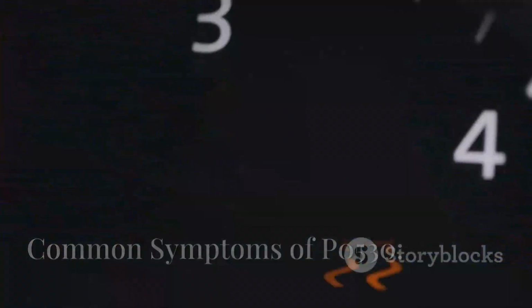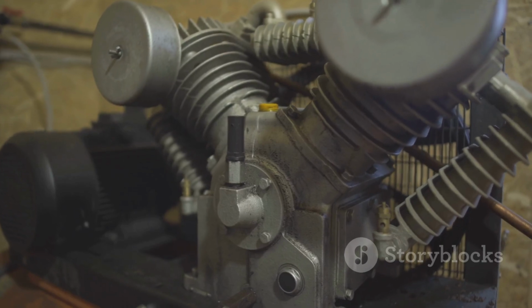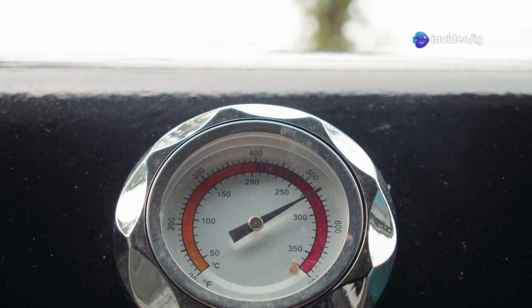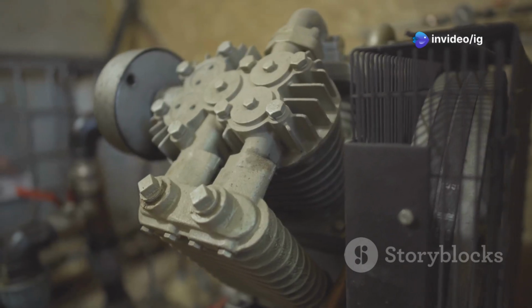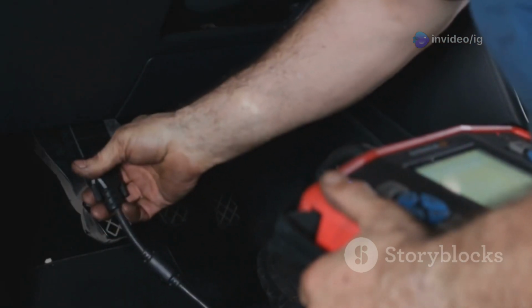Common symptoms of P0530: check engine light or AC warning light on, AC not blowing cold air, AC compressor not engaging, fluctuating AC cooling performance, unusual noises from the AC system. If you notice these symptoms, let's locate the faulty sensor.